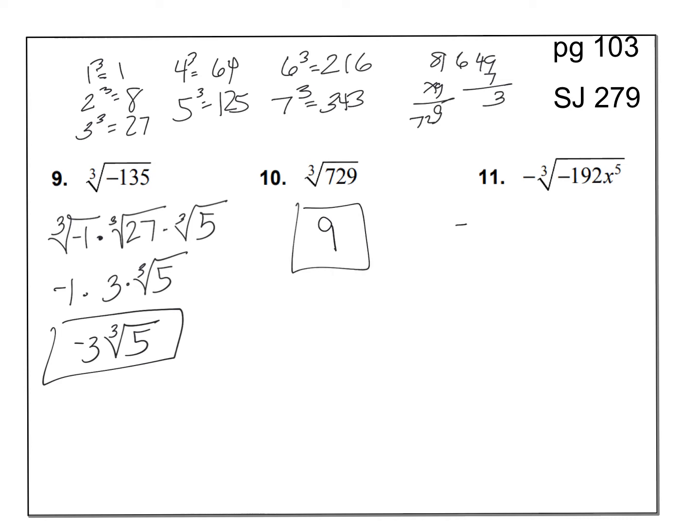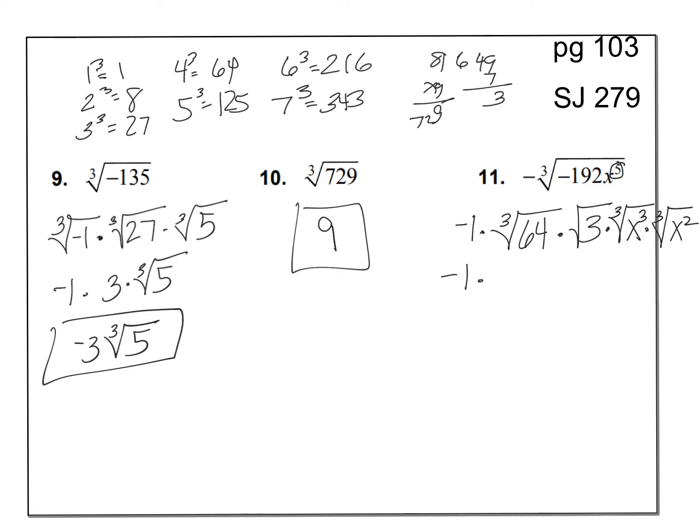Number 11, -1 times the cube root of, I'm thinking it's 64, times the cube root of 3 times, I need an exponent that's divisible by 3. So the cube root of x to the 3rd times the cube root of x to the 2nd. Now if I were to multiply all of that, I would get x to the 5th power.